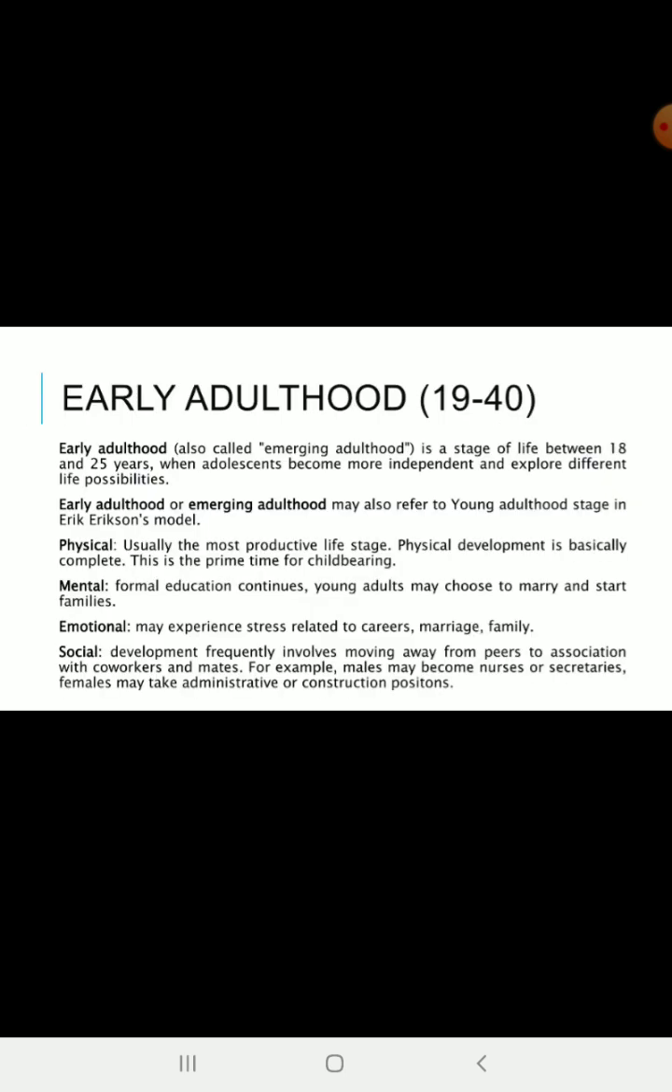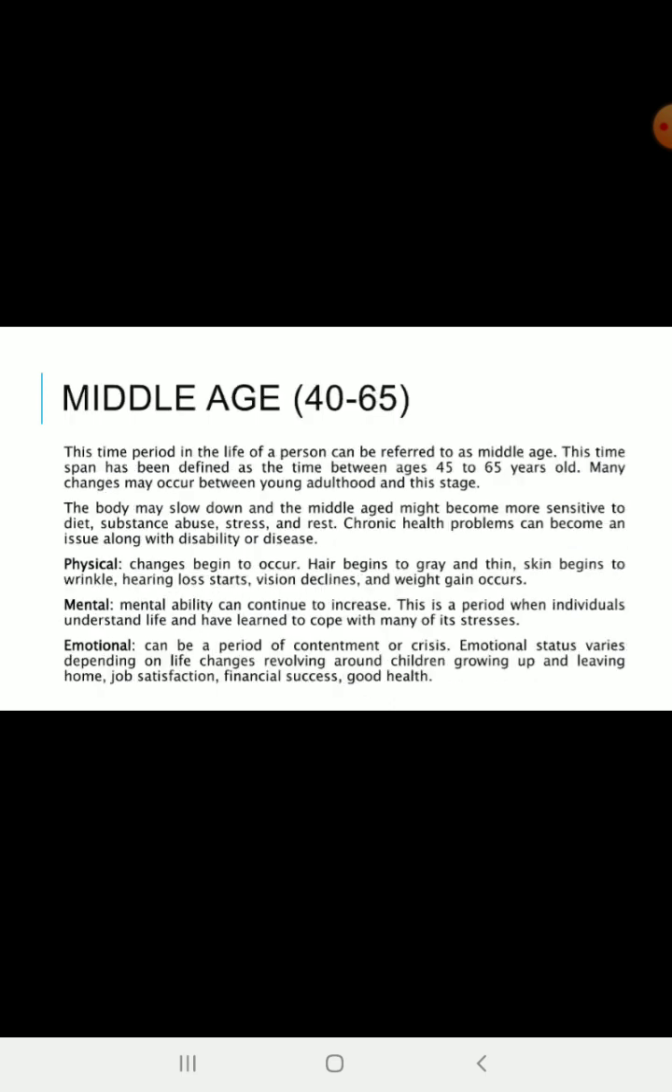Early adulthood, also called emerging adulthood, is a stage of life between 18 to 25 years. Early adulthood or emerging adulthood may refer to the young adulthood stage. Physical: this is usually the most productive life stage. Physical development is basically complete. This is the prime time for childbearing. Mental development: formal education continues. Young adults may choose to marry and start families. Emotional development: they may experience stress related to careers, marriage and family. Social development frequently involves moving away from peers to associate with co-workers and mates.